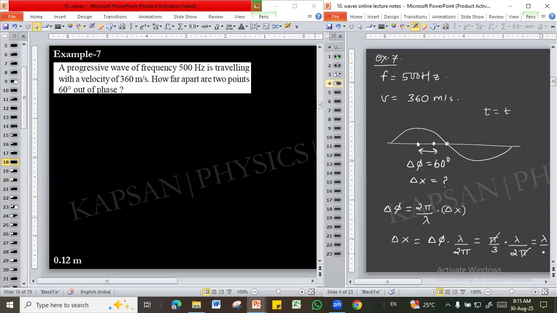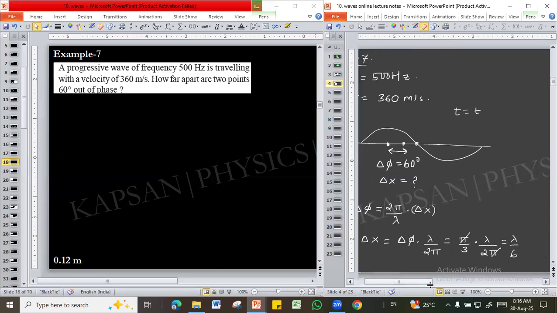Right, lambda corresponds to 360. This path corresponds to 360. Then what path will correspond to 60? 1/6. Total path lambda corresponds to a phase change of 360. Then what path will correspond to phase change of 60? 1/6. So orally also it is lambda by 6.